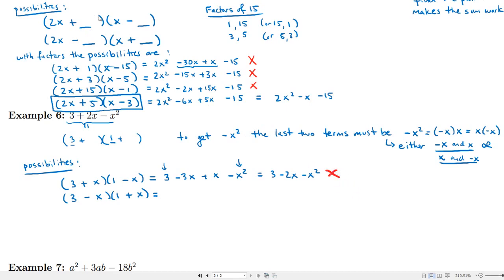So now let's see if the other one worked. If it doesn't work, then that means you did something wrong, so you just backtrack and see what you need to fix here. So 3, and then 3x, and then minus x, and then again minus x squared. We have rigged it so far that the first and last term are definitely correct. It's really the middle terms that we're trying to figure out, are these correct? Simplifying, we did get plus 2x. So that's good. That means this is our factorization.